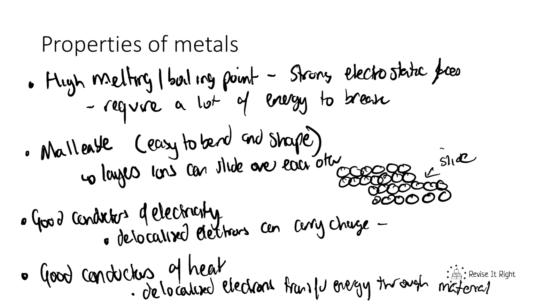So very quickly, to summarize, properties of metals: they have high melting and boiling points because of the strong electrostatic forces that require a lot of energy to break. They're malleable, which means they can easily bend and shape because the layers of ions can slide over each other. They're good conductors of electricity because the delocalized electrons, which have a charge, can freely move to carry this charge. And they're good conductors of heat because the delocalized electrons, because they're free to move, can transfer the energy through the material.